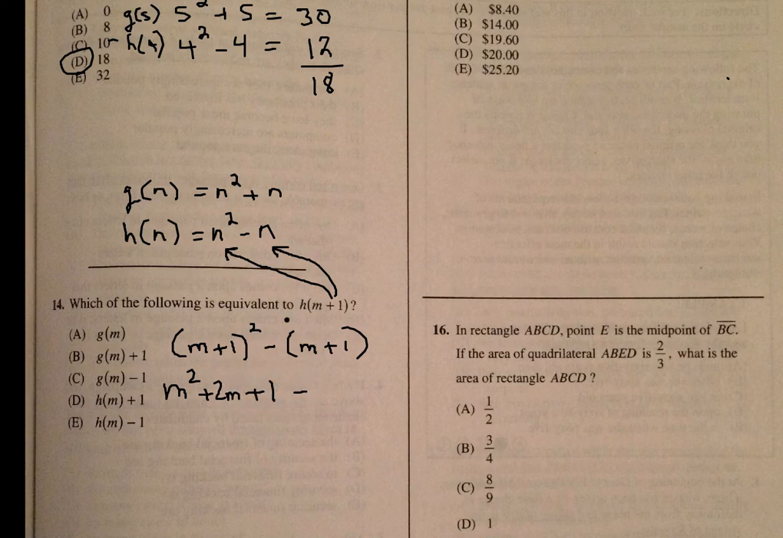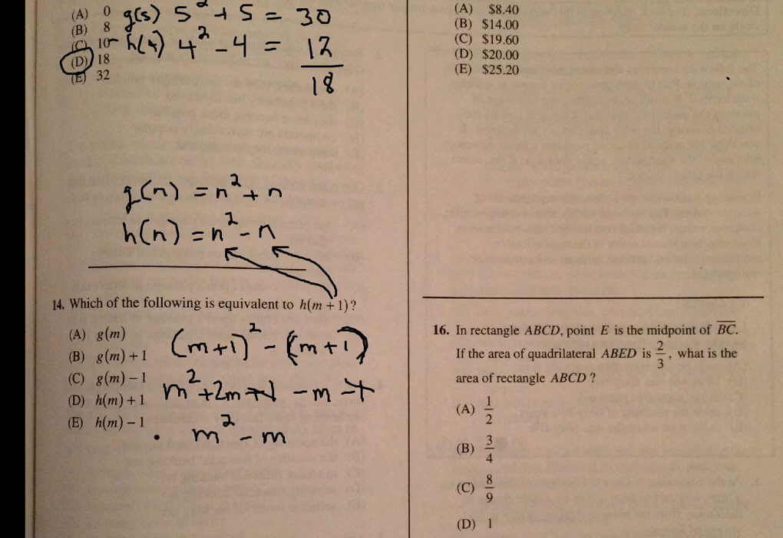Distribute. If you don't put these parentheses here, you're going to get the wrong answer. You're subtracting the whole thing, so it's minus m minus 1. So we get m squared minus m. These ones cross out. And then they said, which one is this?